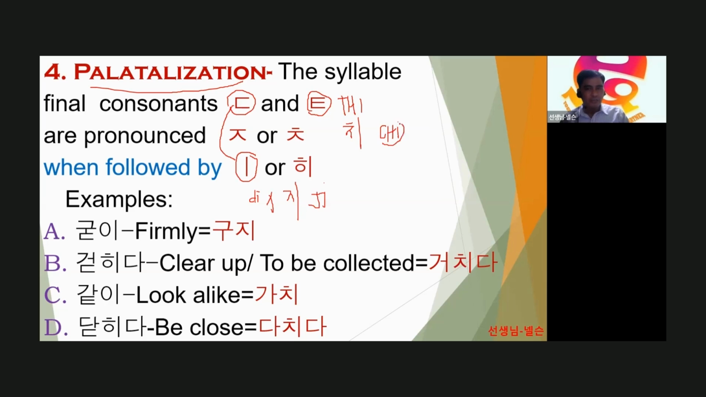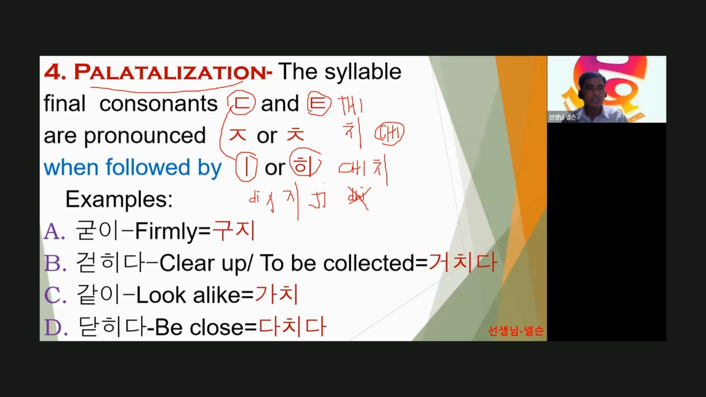That's number 2. Then number 3, digot, when it meets the T sound, it's the same here. It becomes Chi. Instead of T, the correct pronunciation is chi. So that is called palatalization.